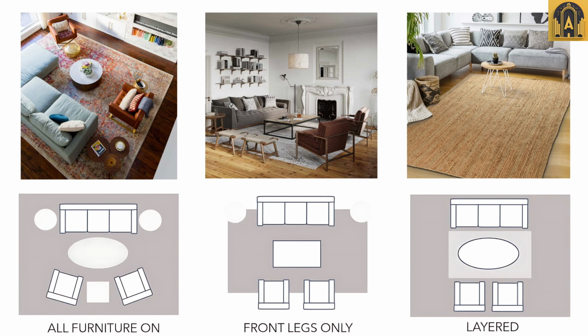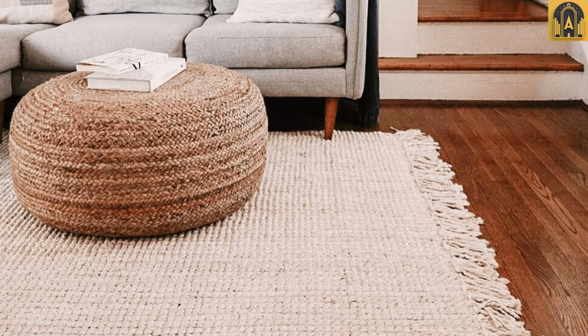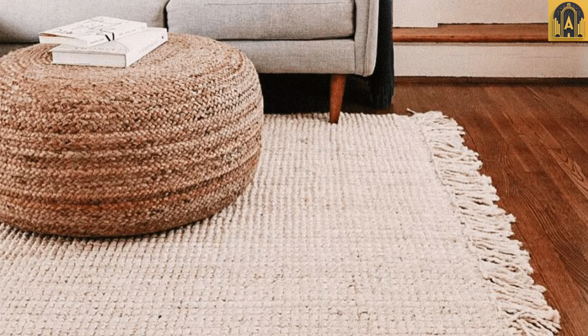There are 3 different carpet layouts for living rooms. The first is when all furniture legs are on the carpet. We usually see this in large rooms with seating areas in the center. Second, only the front legs of the furniture are on the carpet. This is the most common situation. In this type of placement, both the TV viewing distance and the ability of the residents to chat with each other can be provided very easily.